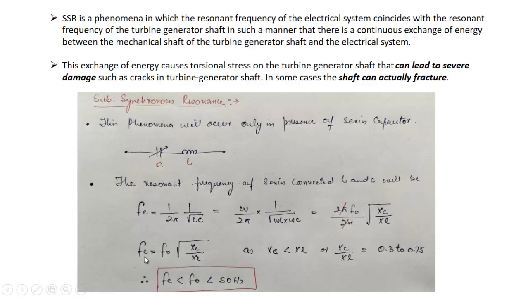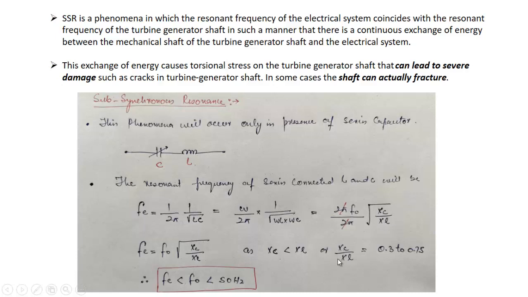So this resonant frequency will be equal to f naught into square root of Xc by Xl, and we know that this Xc is usually kept less than this Xl. So Xc by Xl, which is the degree of series compensation factor, its value is usually kept 0.3 to 0.75, and you will see that when this is the case, this resonant frequency will be lower as compared to the system frequency, which is 50 hertz.